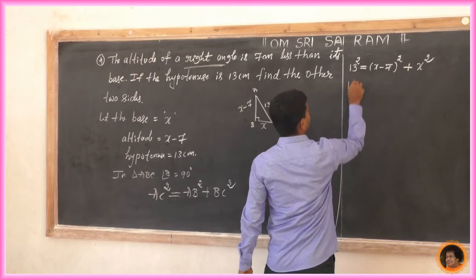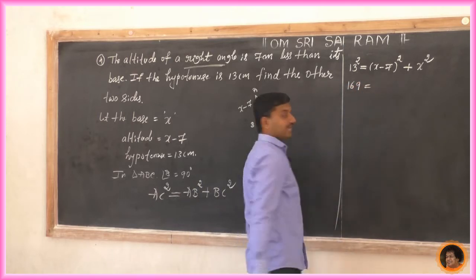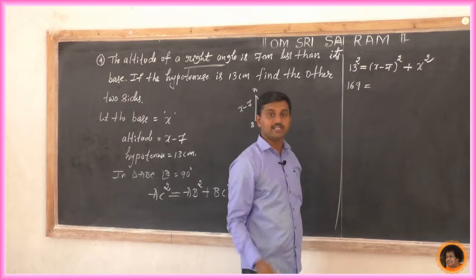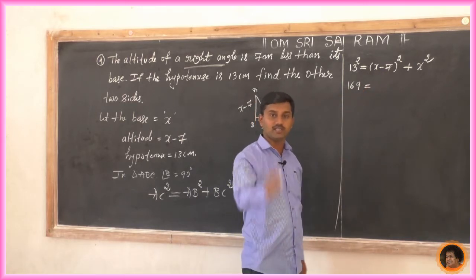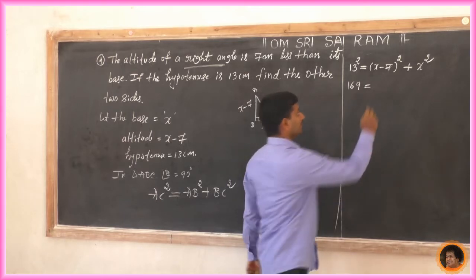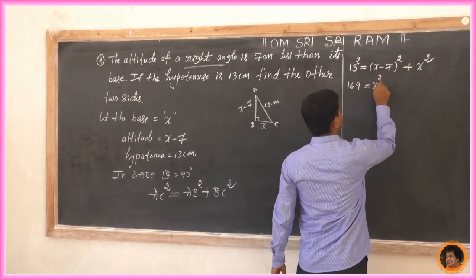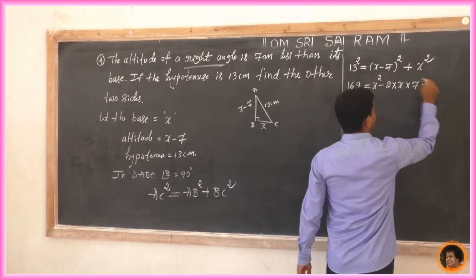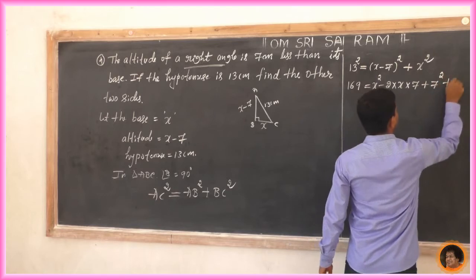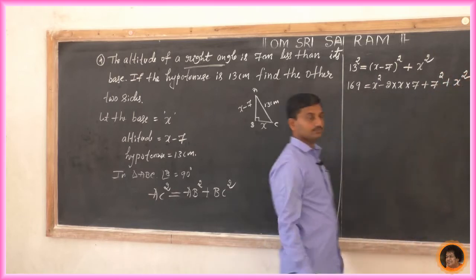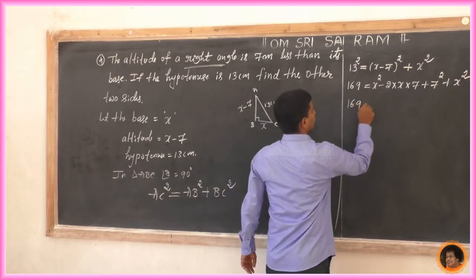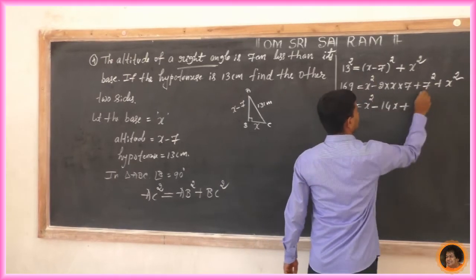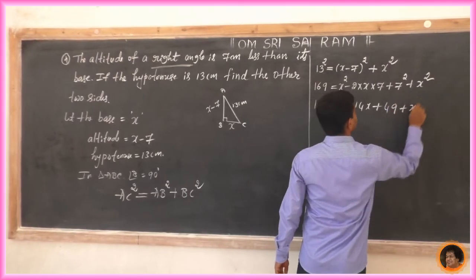So 13 square is 169, equal to (x minus 7) whole square, in the form of (a minus b) whole square. That is an identity. Just to recall the identity, (a minus b) whole square is a square minus 2ab plus b square. So x square minus 2 into x into 7 plus 7 square. So 169 equal to x square minus 14x plus 49 plus x square.